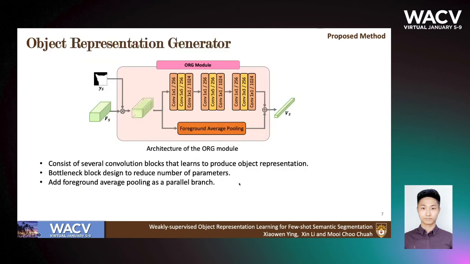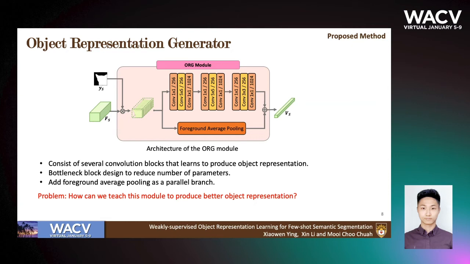One of the key components in our framework is the ORG module. It consists of several convolution blocks that learn to produce object representations and a parallel foreground average pooling branch that serves as a regularization term. Although the architecture of the ORG module seems straightforward, the key problem is how can we train this module to produce better object representation?